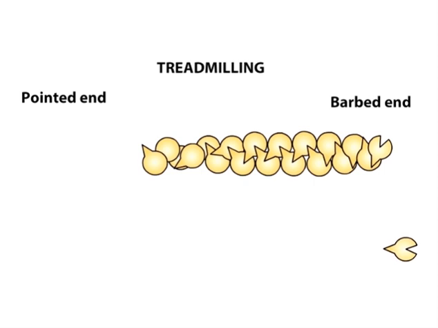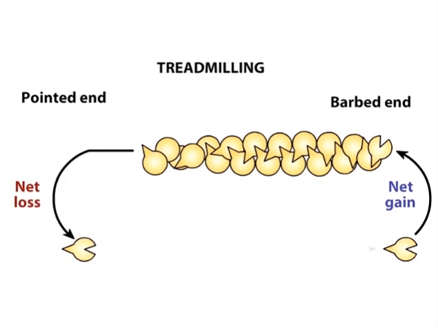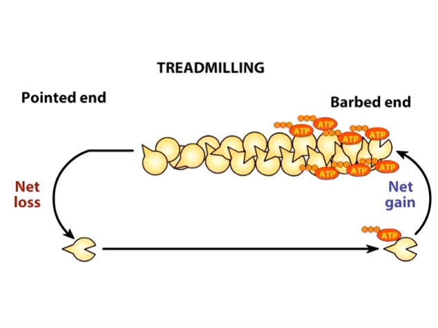Treadmilling can be depicted in a cycle diagram, in which there is a net gain of subunits on the barbed end and an equivalent net loss of subunits on the pointed end. The treadmilling cycle depends on ATP, which is bound to monomers that add to the ends of the filament. Actin monomers at the barbed end are therefore bound to ATP.